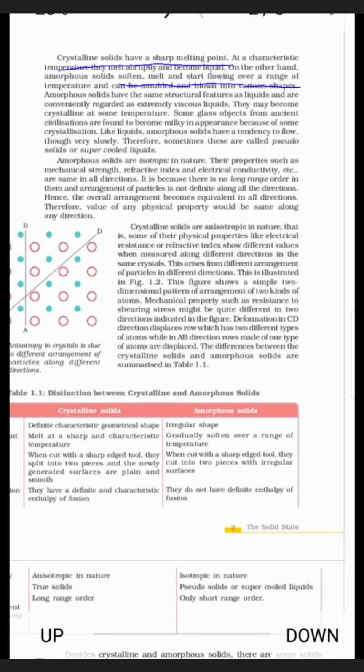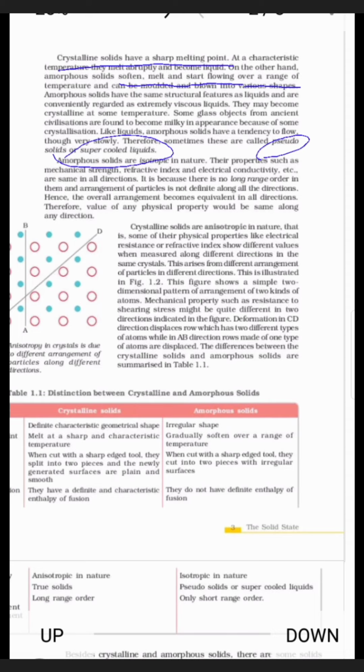So in case of glass, it shows the property of amorphous solids, since at a particular high temperature it starts to melt and flow, and can easily be made into a mold. And there is one more property: they are called pseudo solids or super cooled liquids. Glasses are called super cooled liquids.